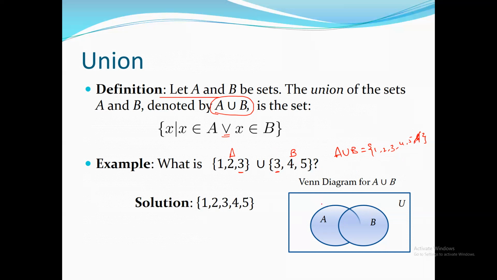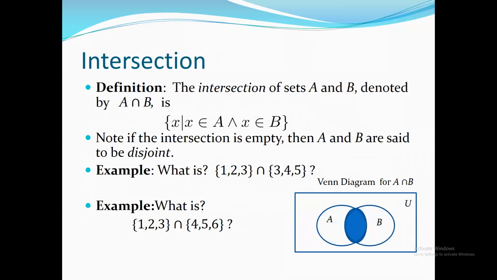If we want to represent the union operation using a Venn diagram, here you can see this is set A, the boundary of set A, and this is set B, and the union is this collection of all the elements of A and B, right? All the elements in A and B. Intersection, the intersection of sets A and B, is denoted by this symbol, right?